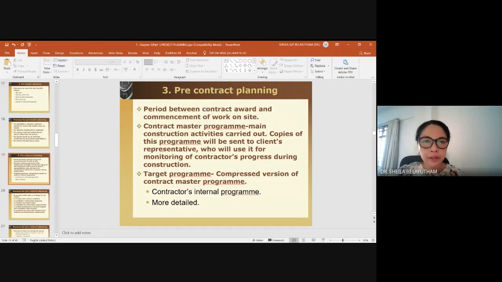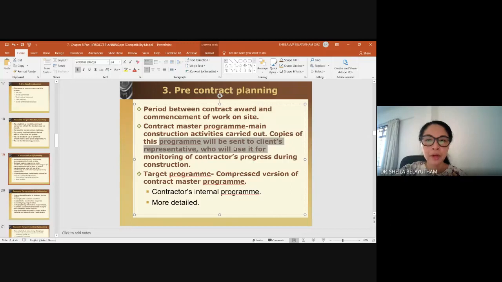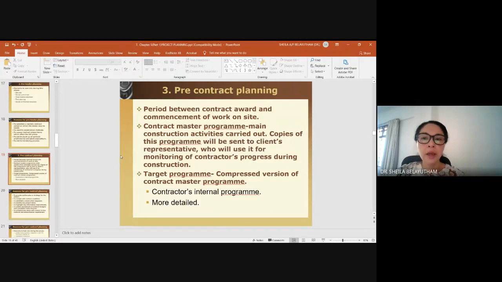This is the contract master program, which will ultimately be the master plan for the contractor. It states the main construction activities, and usually a copy of this program is given to the client's representative or the client, for them to monitor the contractor's progress during construction. Basically, in pre-contract planning the contractor thinks through: we have got the award and the contract, based on the specification and the contract, how long do we have and what do we need to achieve. So this is the main program by the main contractor.